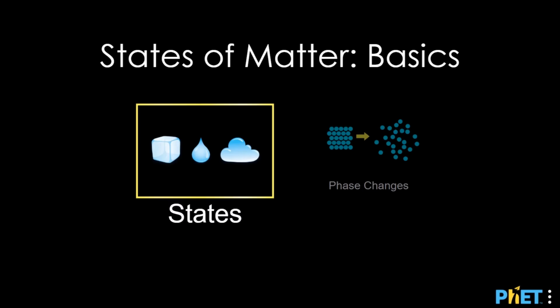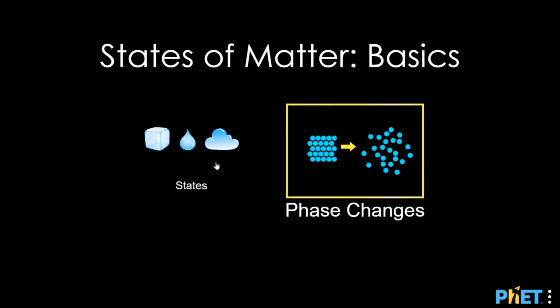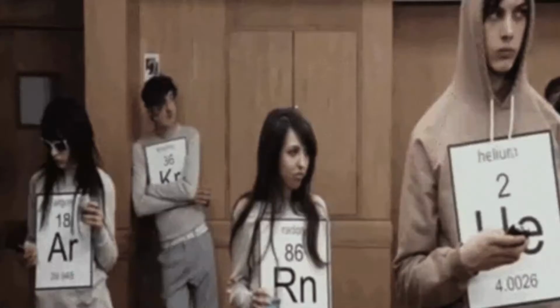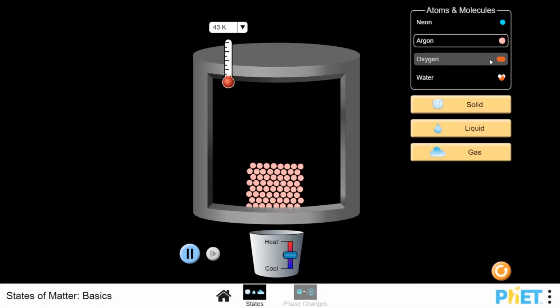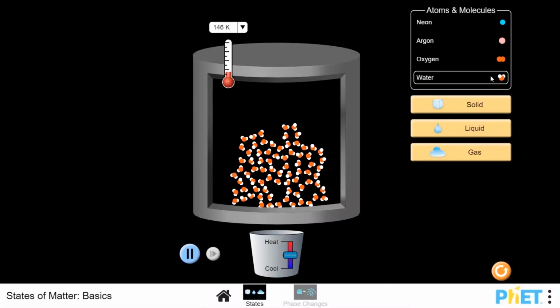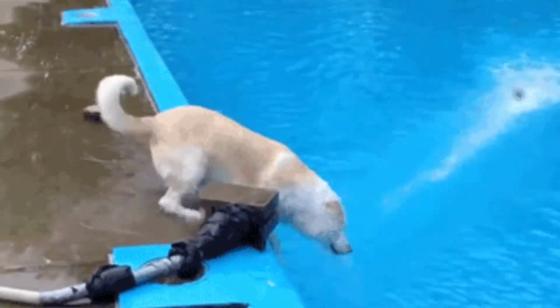Guys, today we're going to explore the States of Matter simulation by PhET Colorado. When you open the simulation, you're given the options of selecting states or phase changes. We're first going to click on states. At the top right corner listed are 4 atoms and molecules to experiment with. There's neon and argon, 2 of 6 of the noble gases. Then there's oxygen, 1 of the diatomics, and the infamous H2O, which is water.